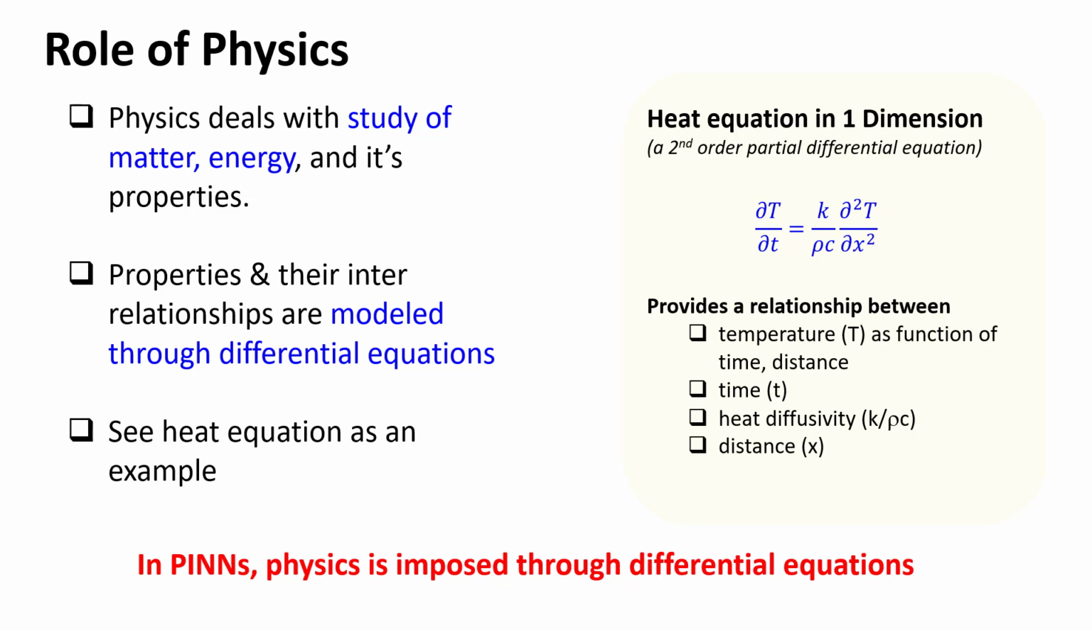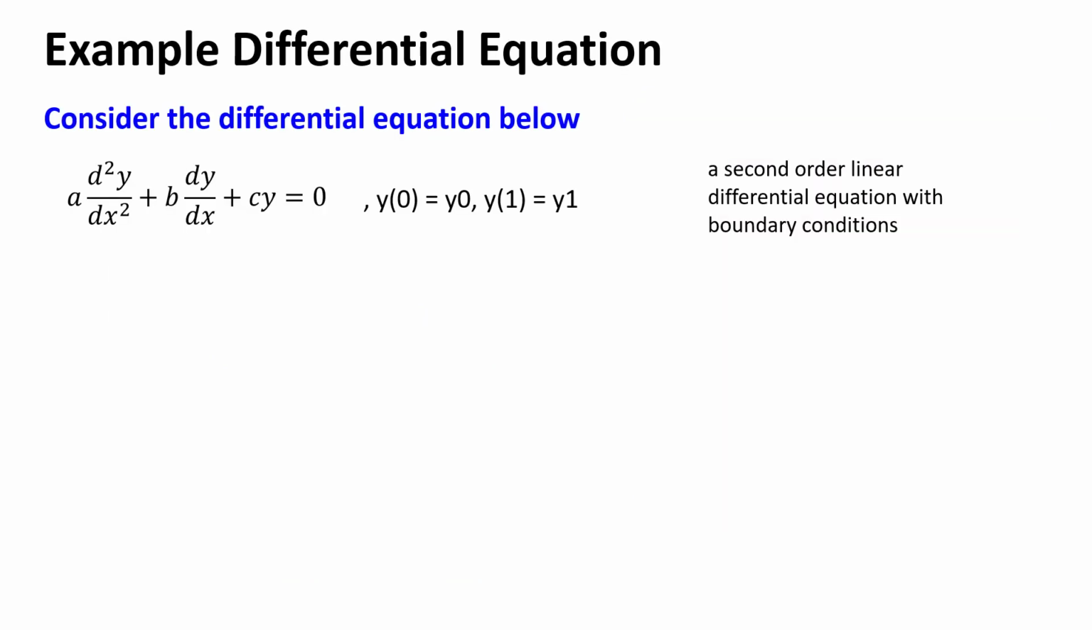If we look at the heat equation as an example on the right-hand side, in one dimension, it provides a relationship between temperature as a function of time and distance. Here capital T is the temperature, small t is the time, k by rho C is the diffusivity, and x is distance. It is this mathematical framework of differential equations which is used to describe the physics around us, and which is used to impose the physics on the neural networks. We'll look at it very quickly.